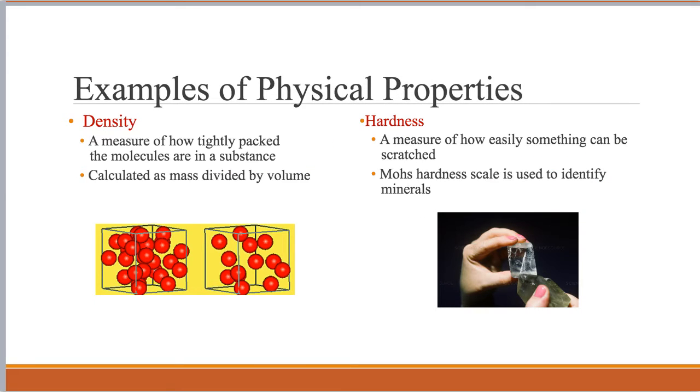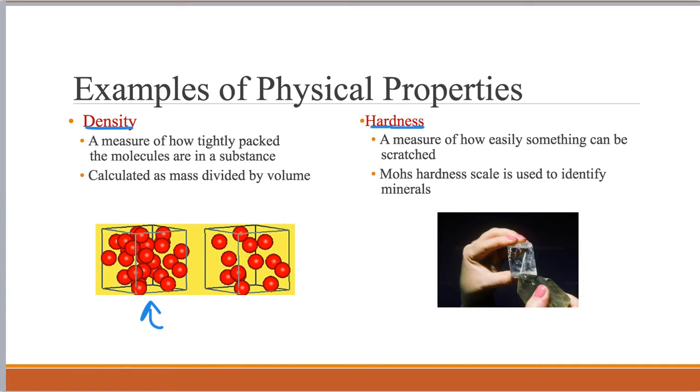So I'm going to go through several examples of physical properties, and then you'll be doing activities to help you drill these and remember them. Density is the first physical property I want to talk about, and it actually is a measure of how tightly packed the molecules are in a substance. We calculate it by taking the mass of the substance that we have and dividing it by the volume it occupies. So something that has a really high mass and a very small volume is going to be very dense because it has lots of particles packed into that smaller volume.